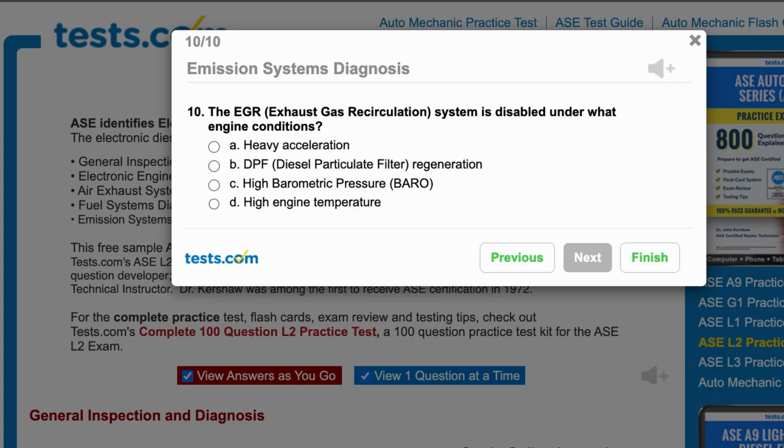Question 10. The EGR, exhaust gas recirculation, system is disabled under what engine conditions? A. Heavy acceleration. B. DPF, or diesel particulate filter, regeneration. C. High barometric pressure, or baro. D. High engine temperature.